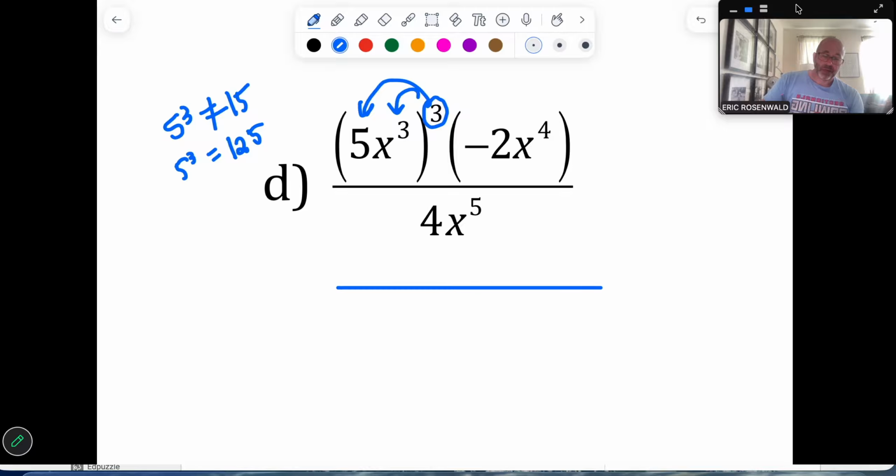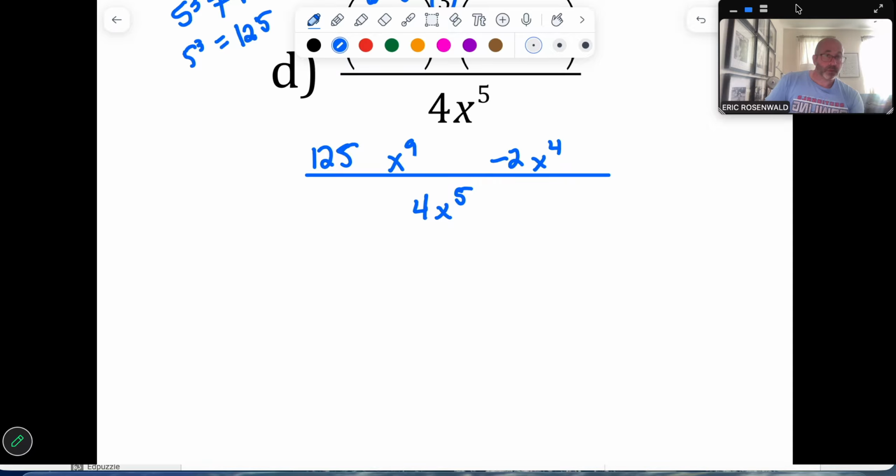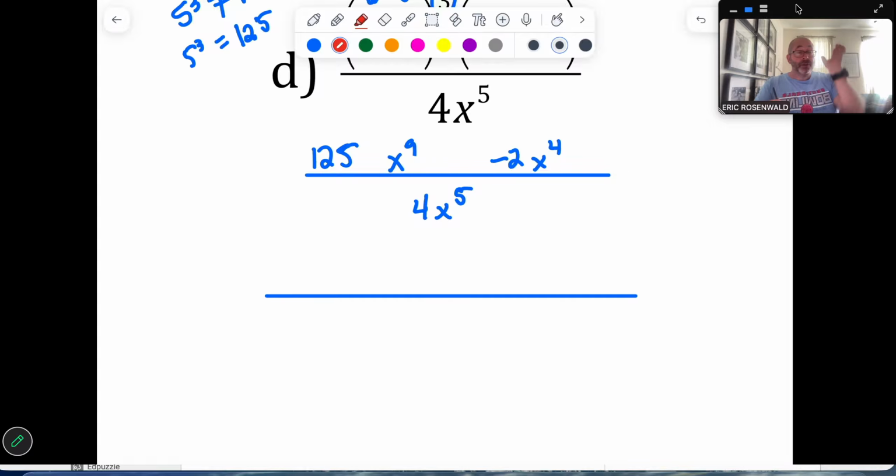Okay, so what we have here is we have 125 x to the ninth, then we have negative 2 x to the fourth, and then we have 4 x to the fifth. Okay, a lot going on, but let's do this just part by part. You ready? Okay, let's deal with the numbers first, the coefficients. We have 125, negative 2, and 4. There's multiplication and division going on here, okay? So we have 125, we have multiplied by negative 2, and that's divided by 4.